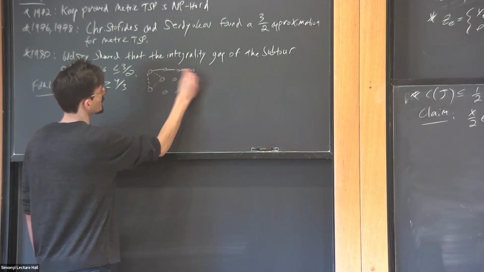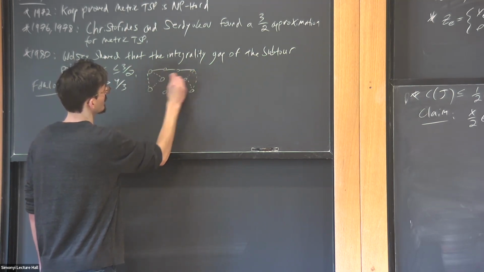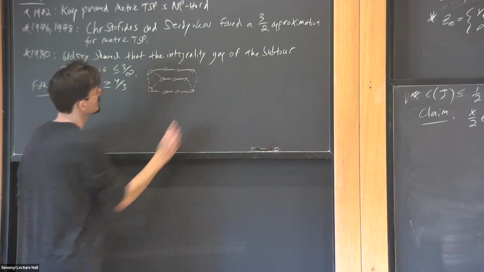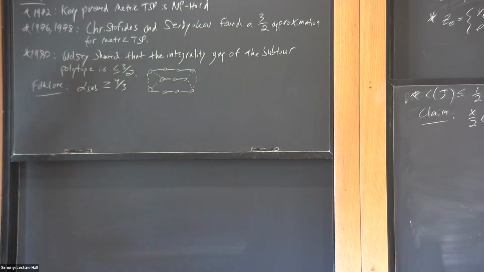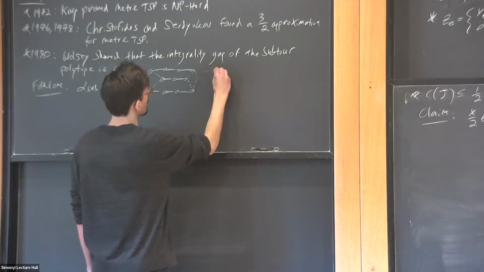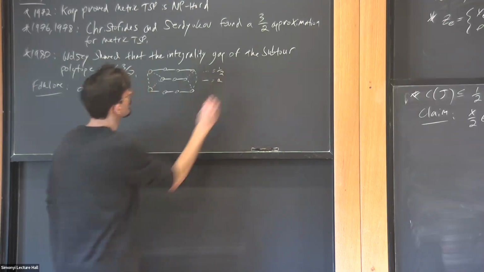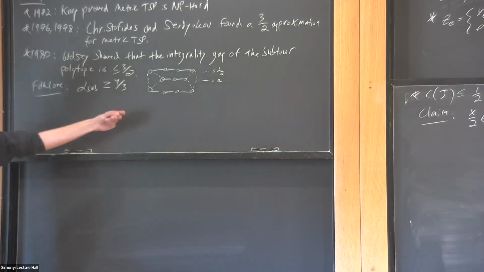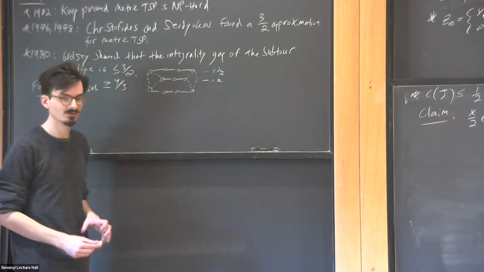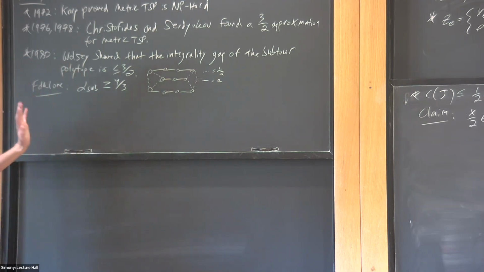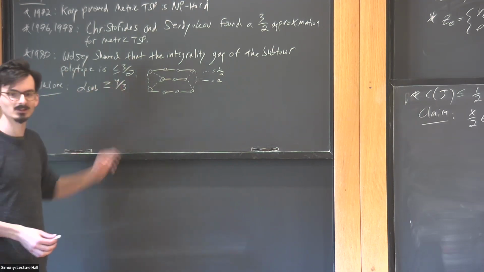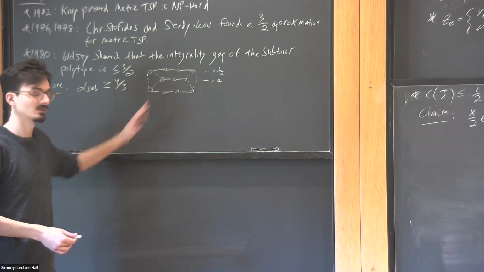Part of the reason I'm drawing it is to give you an example of a feasible point in the subtour polytope. The dotted edges will have value 1/2, and the solid edges will have value 1. You can check that every vertex has degree 2, and every cut has at least 2 edges going across it. So this is a feasible point.